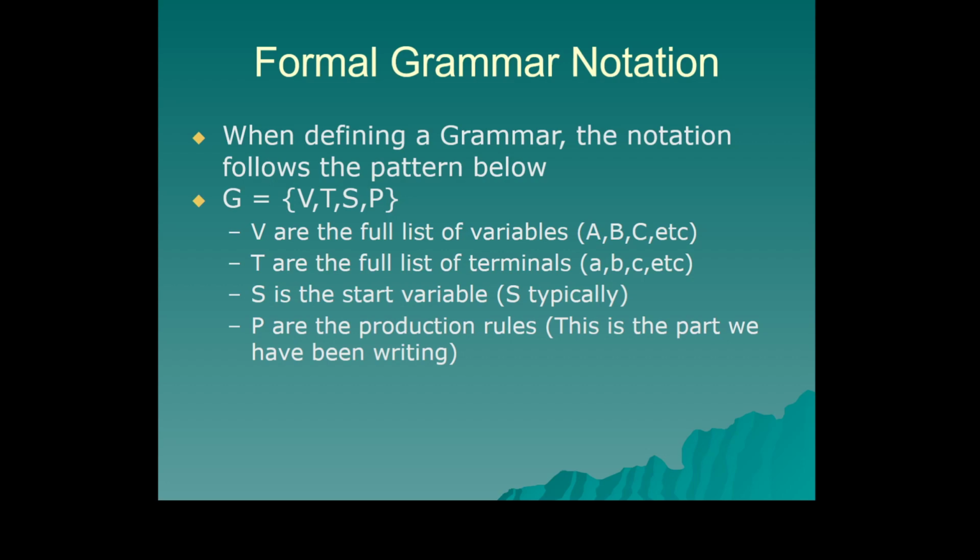And so these are things that are important to define. We're going to make some assumptions about the rest of these and just define production rules. This is the part we've been writing. These are the rules that the grammar has to follow. We're going to focus on this, but it's important to know when reading grammars that all of these have to be defined for every language.